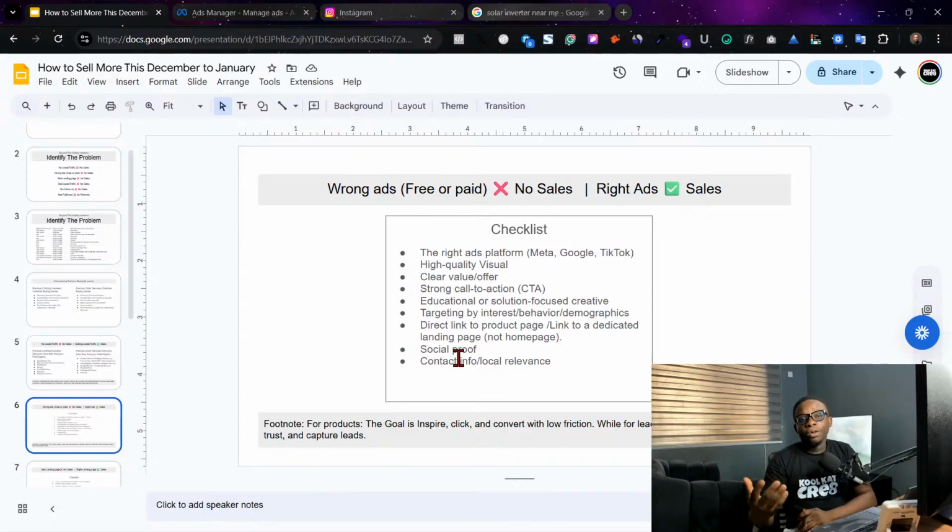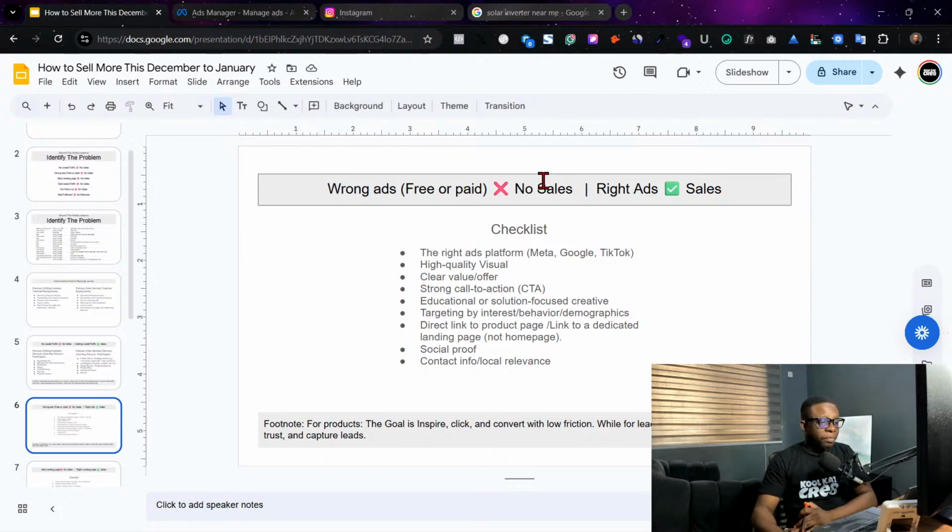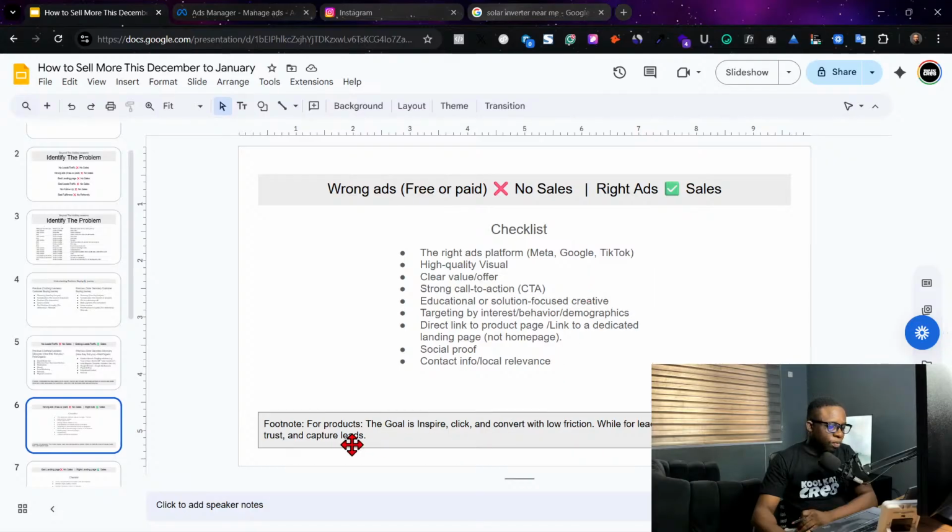Same thing with YouTube, and Google Ads is advanced. TikTok too. TikTok has its own ads stuff you get. So the crux of the main thing, I have to use that word, sorry, is for products. The goal is to inspire people. If you're selling a product, inspire people to click and convert. Meaning people see your product, people like your product, they click on the link, they convert. Straight up. That is for products.